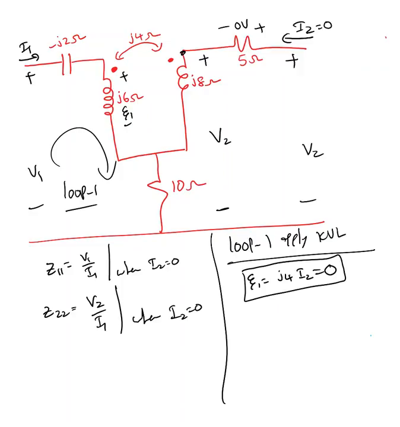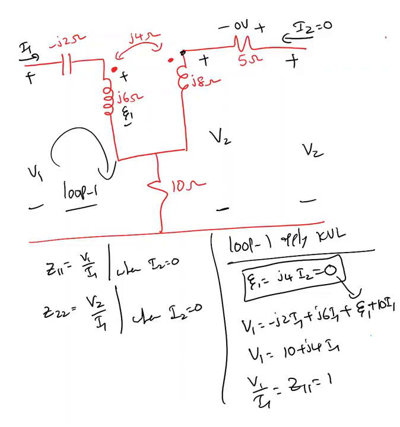Now if I write the loop equation, it's going to be V1 equals minus J2 I1 plus J6 I1 plus E1, so you have to include the E1, plus 10 I1. I know that E1 equals 0, so I can eliminate that. So V1 equals 10 plus J4 times I1. So V1 over I1, which is Z11, equals 10 plus J4 ohm. So that's my Z11.